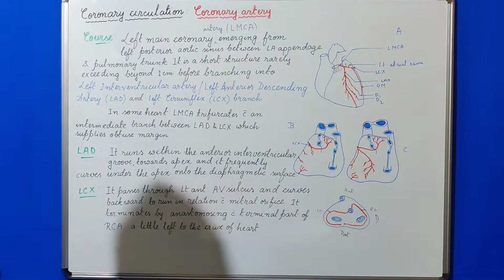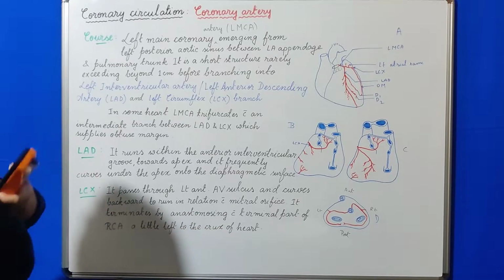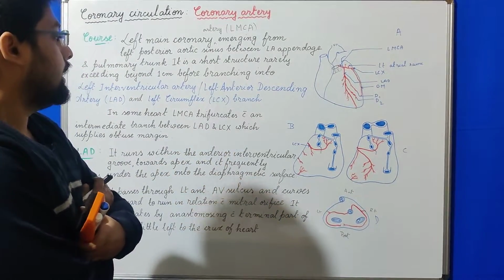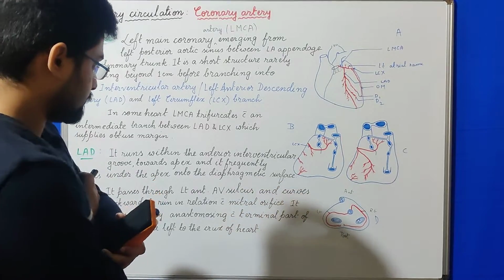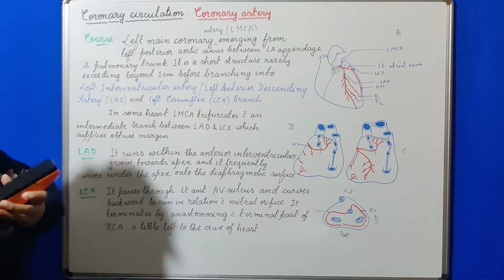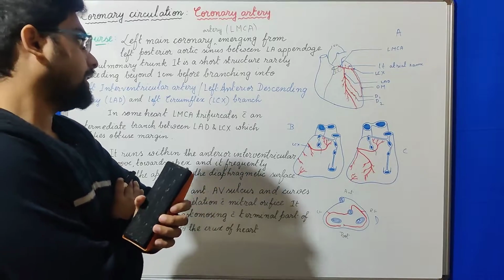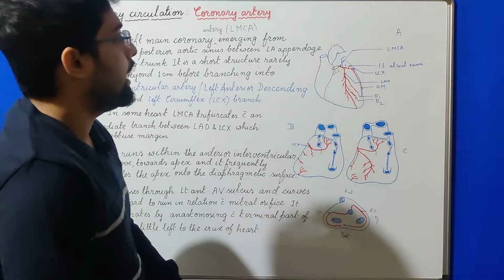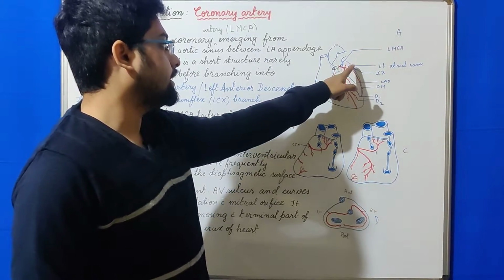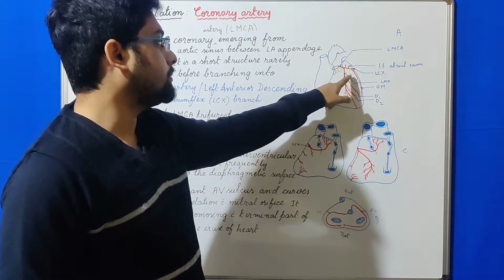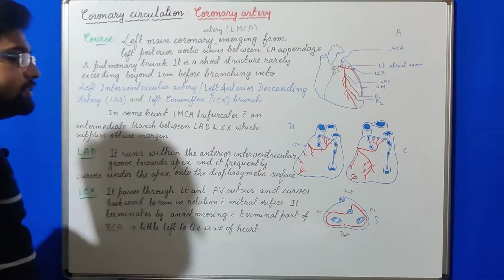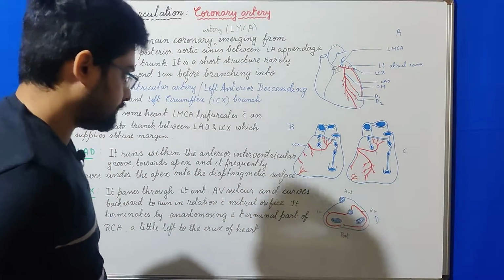The left anterior descending artery is in short written as LAD, and circumflex branch is written as LCX in short. In rare cases, LMCA trifurcates and an intermediate branch occurs between LAD and LCX. This is LAD and this is LCX. An intermediate branch in rare cases occurs which supplies the obtuse margin, that is the left margin of the heart.